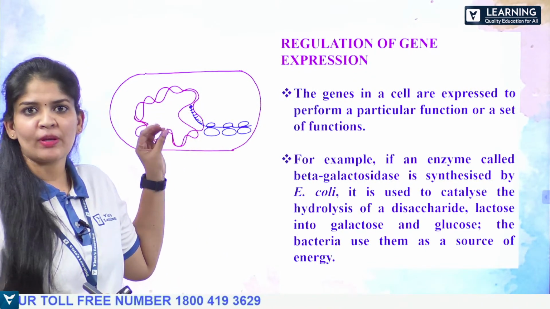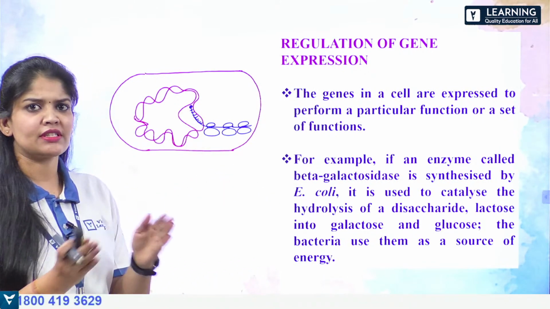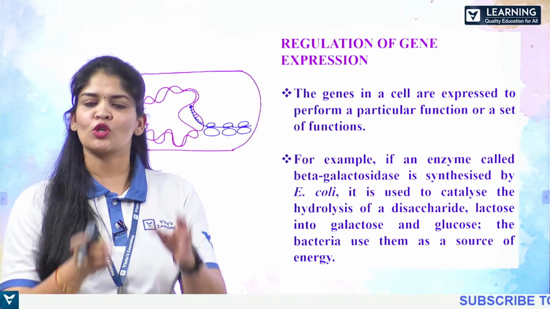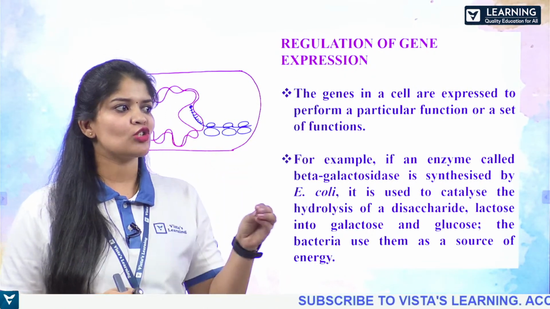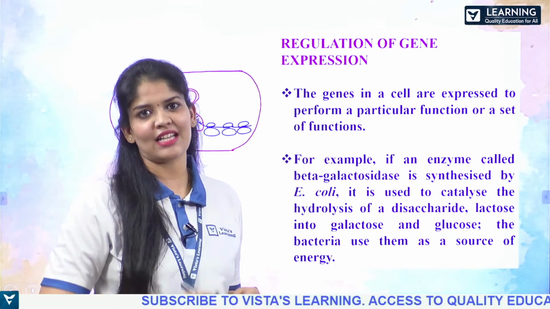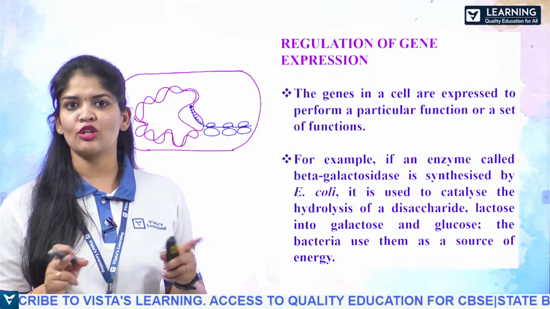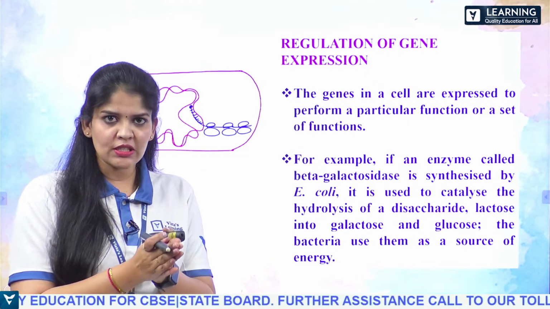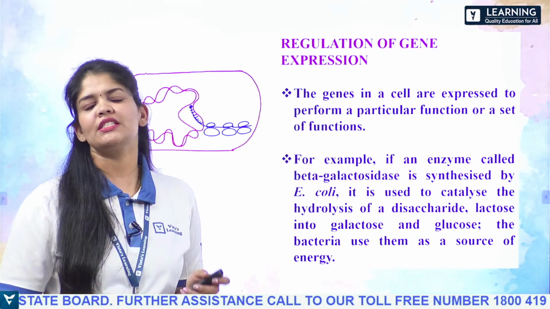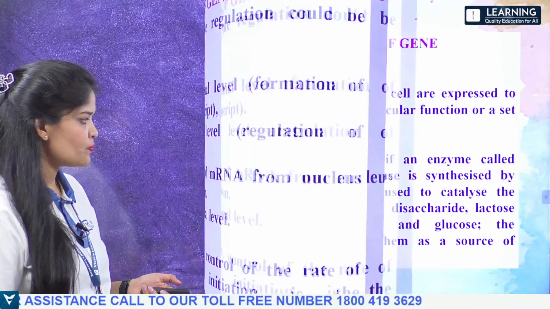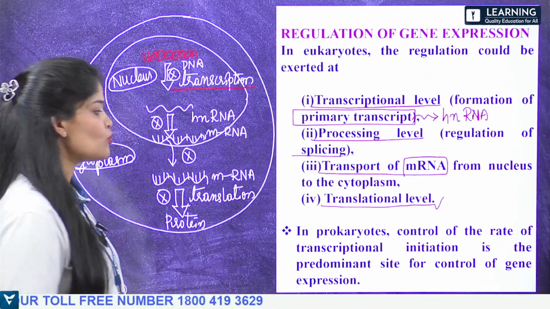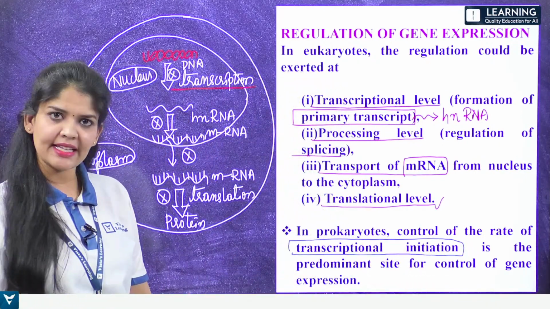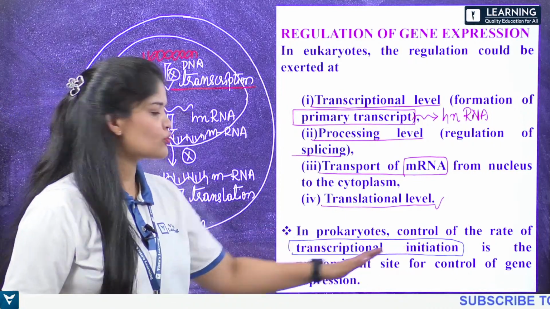If you look at the cell of the bacterium Escherichia coli, a prokaryotic cell, a well-defined nucleus is not present. So transcription as well as translation, both processes are coupled together. That means before the actual transcription completes, translation starts already. So transcription and translation are coupled together, happening together in prokaryotic organisms. So in prokaryotes, control of the rate of initiation of transcription itself is the predominant site for the control of gene expression.